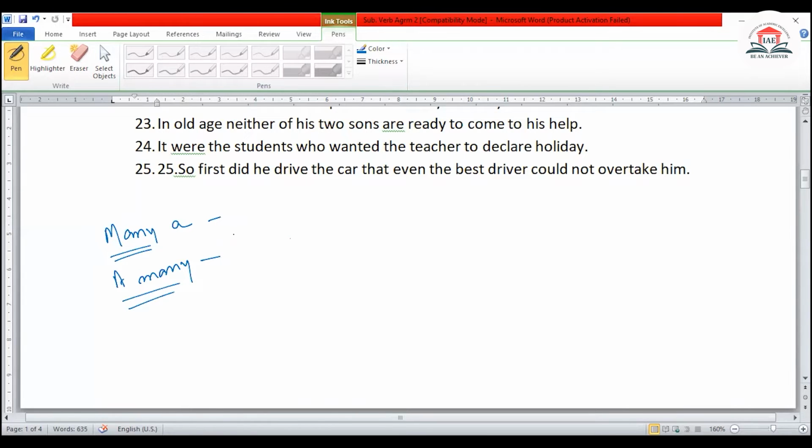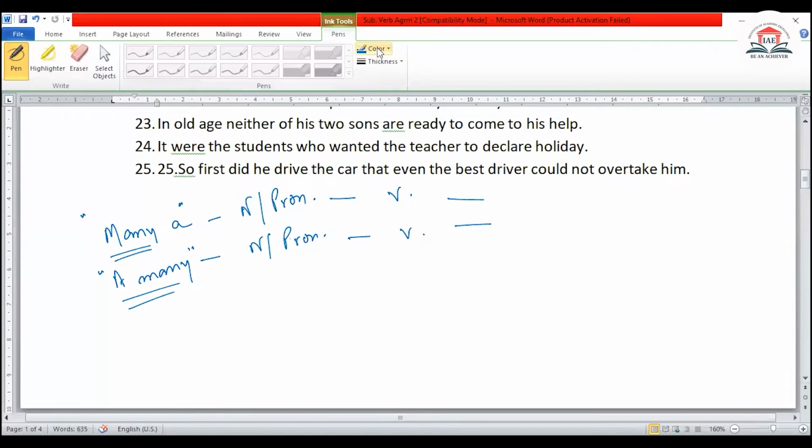Now, many a. After many a, there must be some noun or pronoun. Next, there will be a verb. In this case, this is not an exception. Here we follow the same rule. First, many a. Next, noun or pronoun. Next, verb. Now, from the perspective of quantity or number, we mean plural in both of the cases.